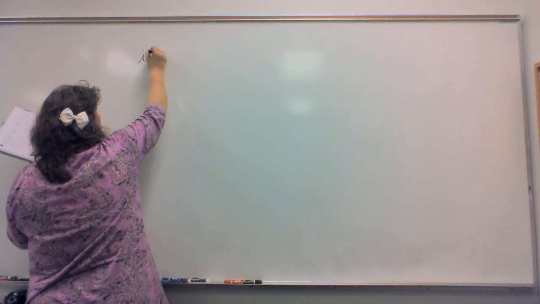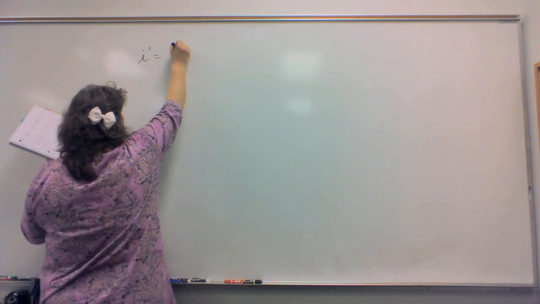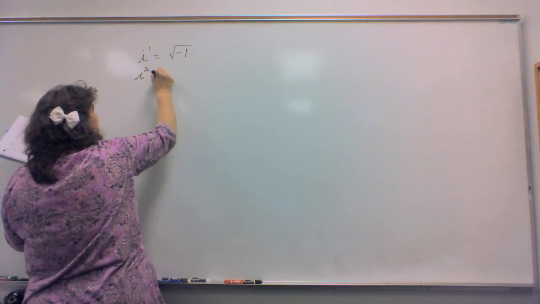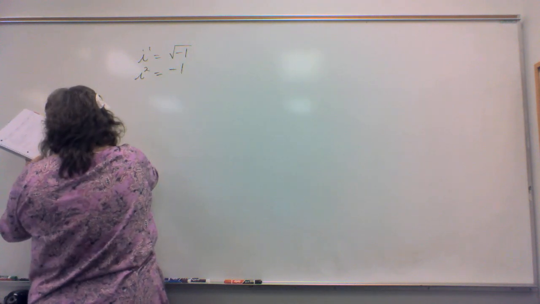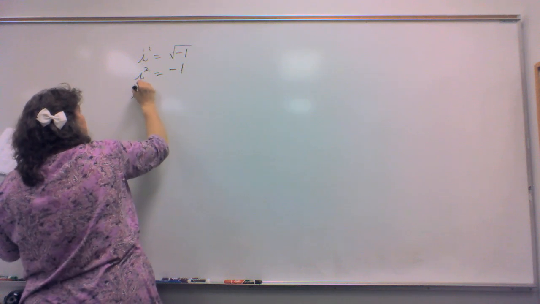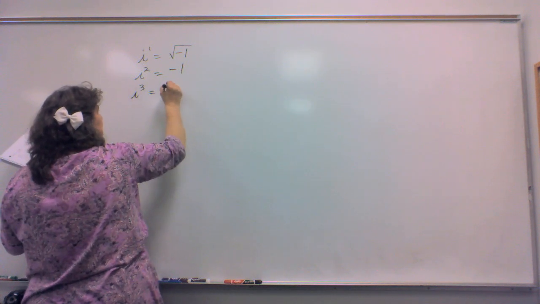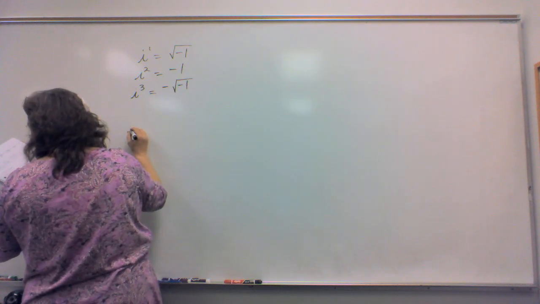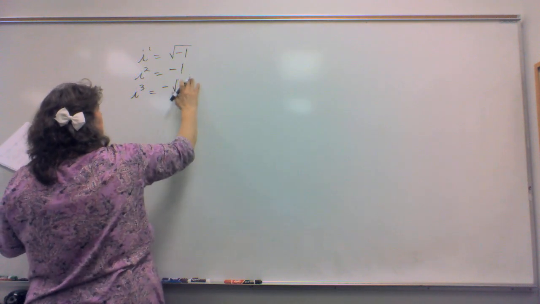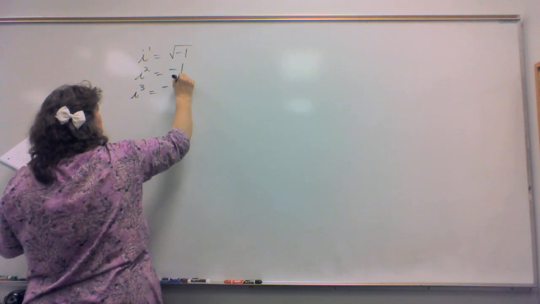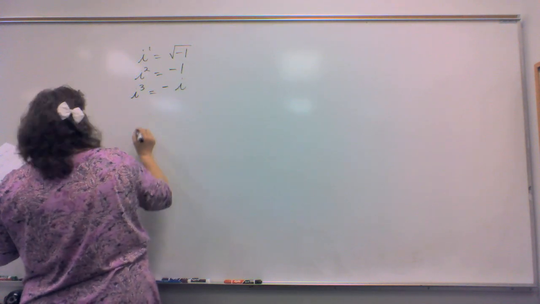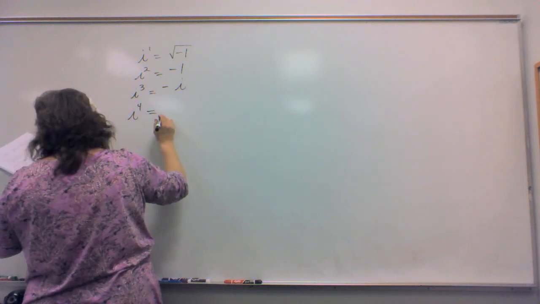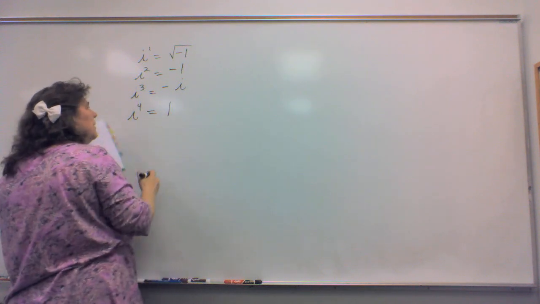i to the 1st power is equal to the square root of negative 1. i to the 2nd power is equal to negative 1. i to the third power is equal to the negative of the square root of negative 1, and since the square root of negative 1 is i, it's negative i. And i to the fourth power is equal to 1.